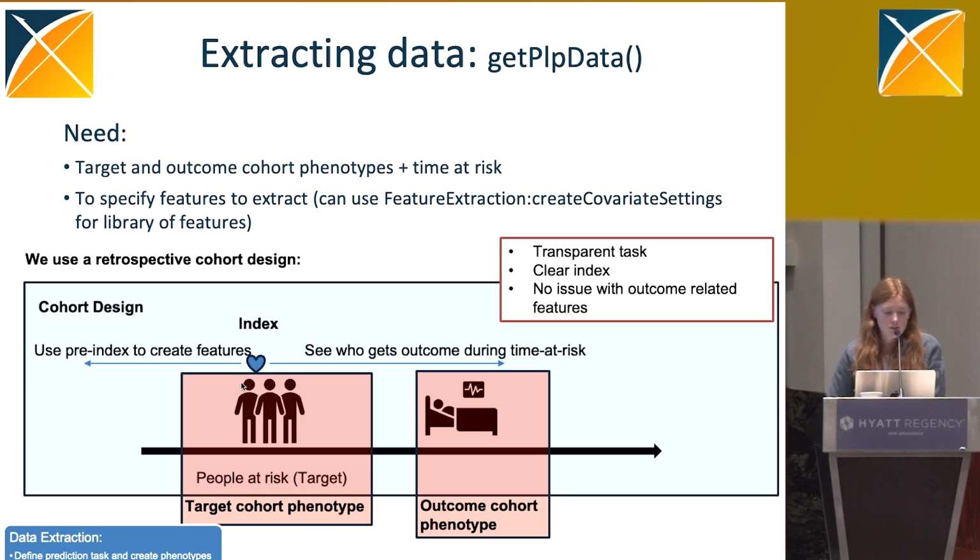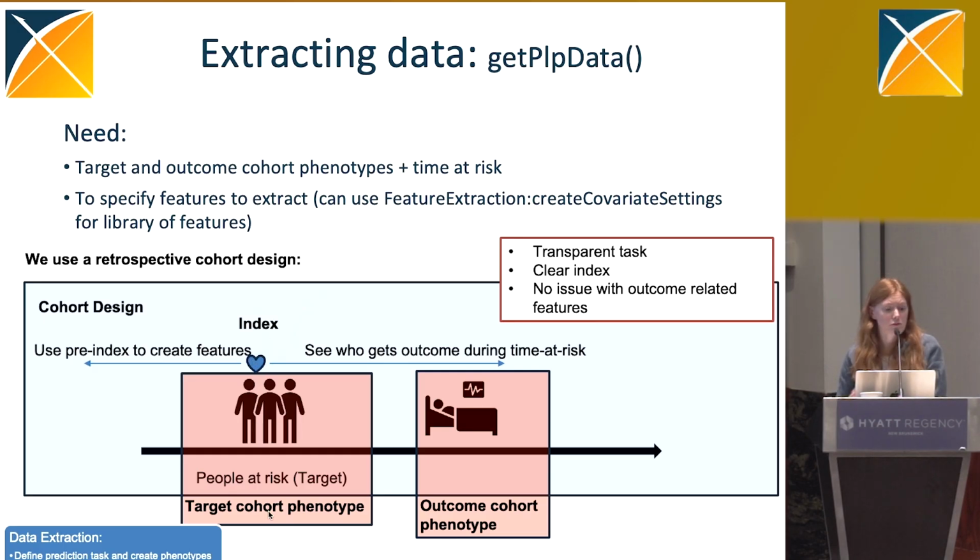When we extract the data, we use a retrospective cohort design. The way it works is you specify your target and your outcome. You also need your target index, as I stressed when I went through the exercises, and your time at risk. We find people in the target cohort, and this will generally be done through a phenotype. If you haven't heard the word phenotype before, there's lots of information on OHDSI about creating phenotypes for cohorts of interest.